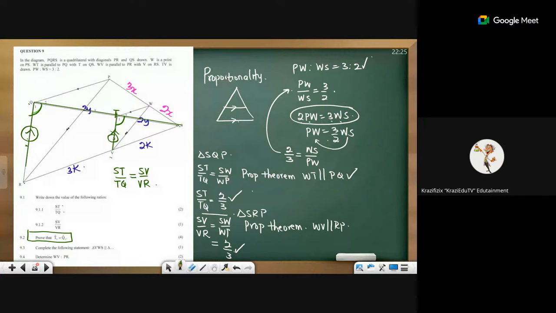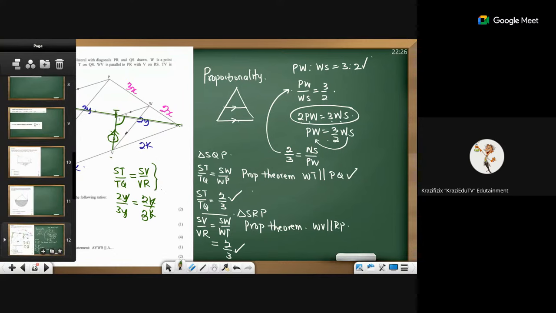ST, 2Y. What is TQ? 3Y. What is SV? 2K. What is that? 3K. Check. 2 over 3, 2 over 3. Oh, these proportions are equal.